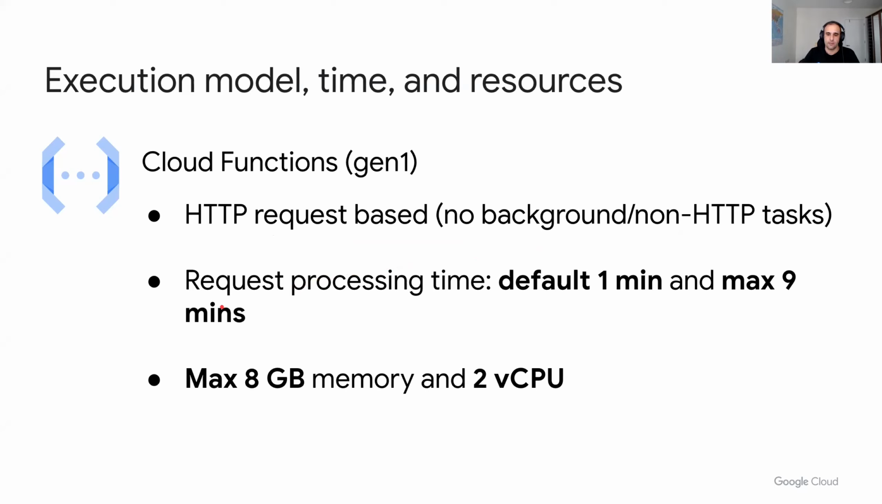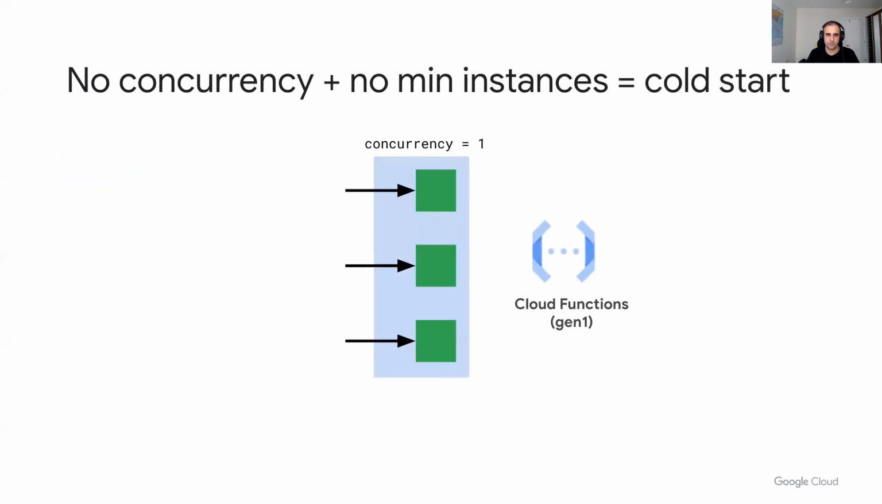The request time was limited, so by default the function had to return within 1 minute, and you had a maximum of 9 minutes. So you had to do things pretty quickly. You can't do batch processing for a long time, for example. And the memory and CPU you get was limited. So you had 8 gigs of memory and 2 CPUs. So it was for smaller functions, but you couldn't do anything big if you need more memory or CPU.